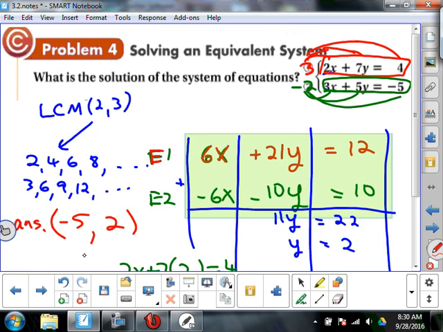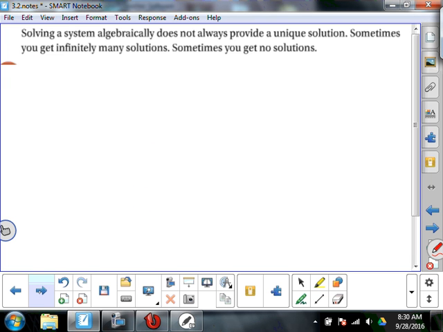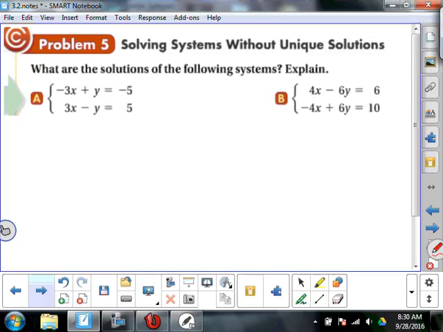I think we're just about done. There might be some special systems. I think they're going to talk about special systems. Yeah. We'll just look at one of these, because sometimes you're going to get something really odd, and you need to be able to interpret it.